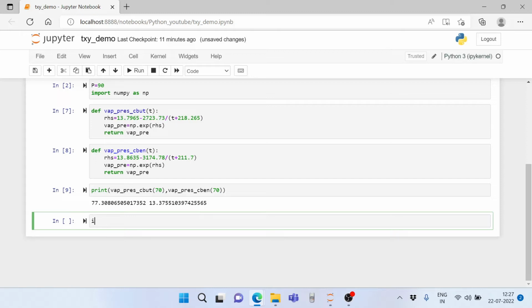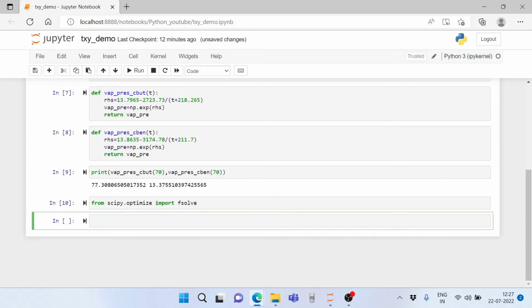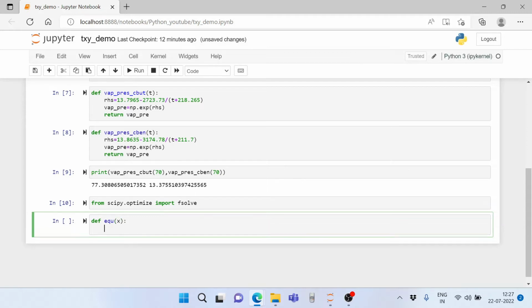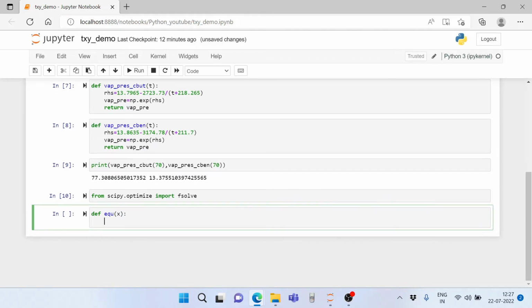So from scipy.optimize import fsolve. So we import the library and now I will show you its application. Let's take any equation, a random equation in X. Now let me take a quadratic equation in X.